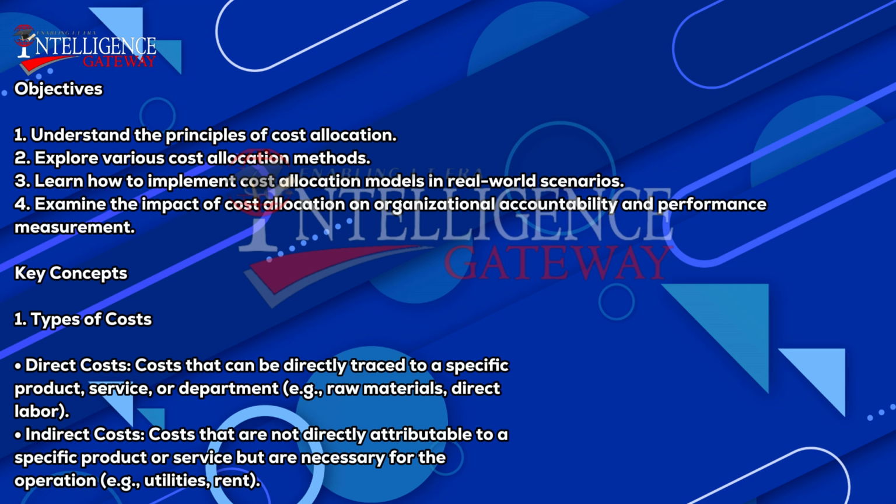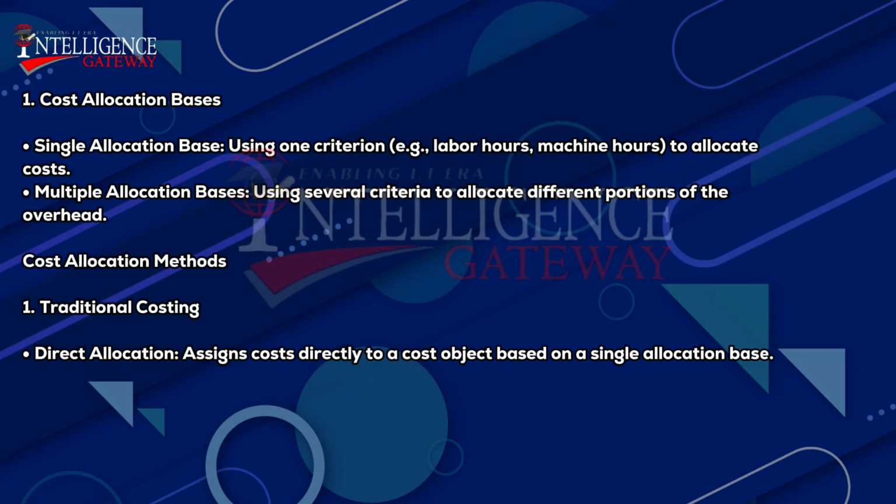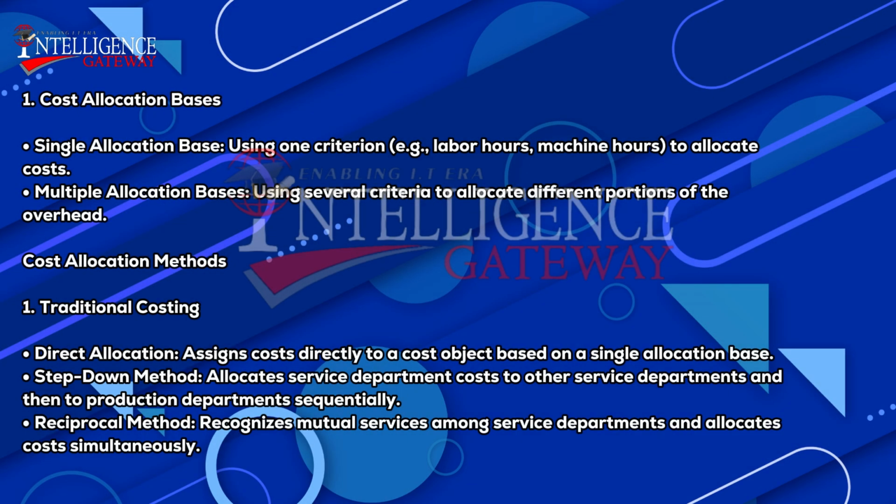Key concepts. 1. Types of costs. Direct costs, costs that can be directly traced to a specific product, service, or department, e.g., raw materials, direct labor. Indirect costs, costs that are not directly attributable to a specific product or service, but are necessary for the operation, e.g., utilities, rent.